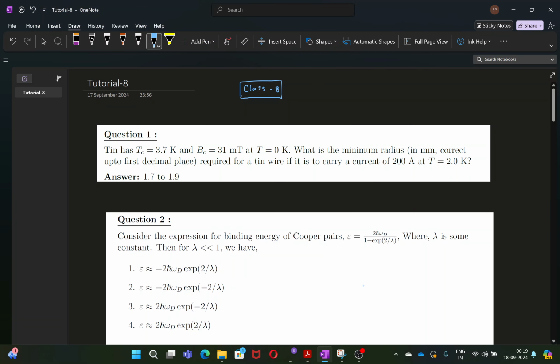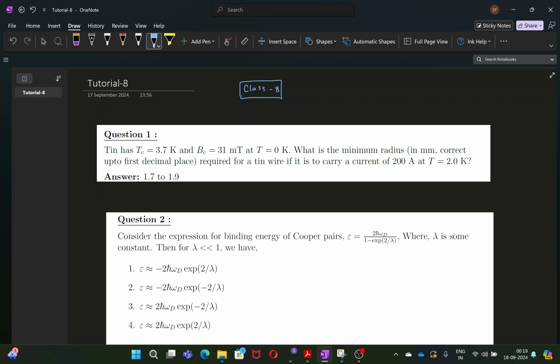Okay, so this will be the last tutorial of this course, tutorial number 8. And again, this is mostly based on superconductivity. So let us try and solve the problems given in the assignment. Okay, so let me take the pen.